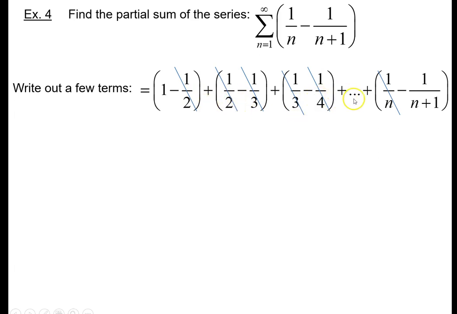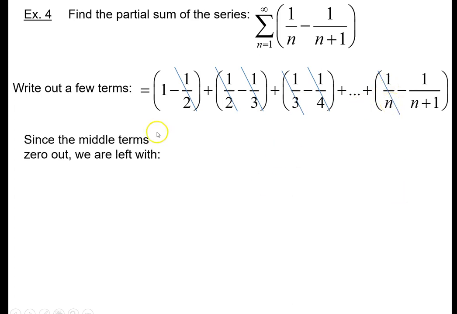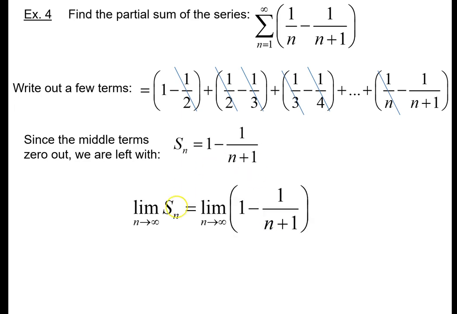The negative 1/4 with the next 1/4, those would cancel out. And this 1 over n would cancel out and just leave you with the first term and the last term. So the nth partial sum for this series can be expressed as 1 minus 1 over n plus 1. It said find the partial sum, so let's take the limit of this series as n approaches infinity.